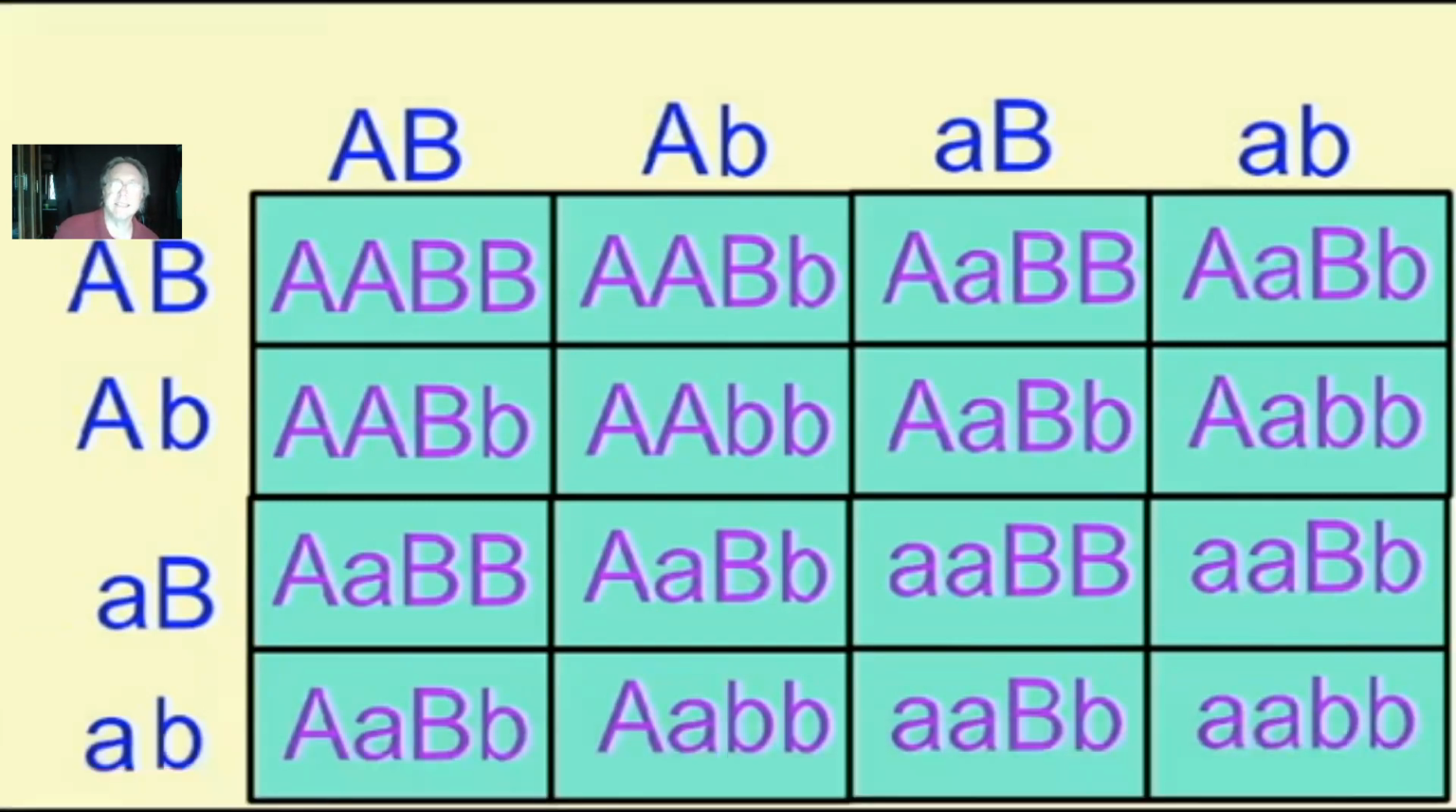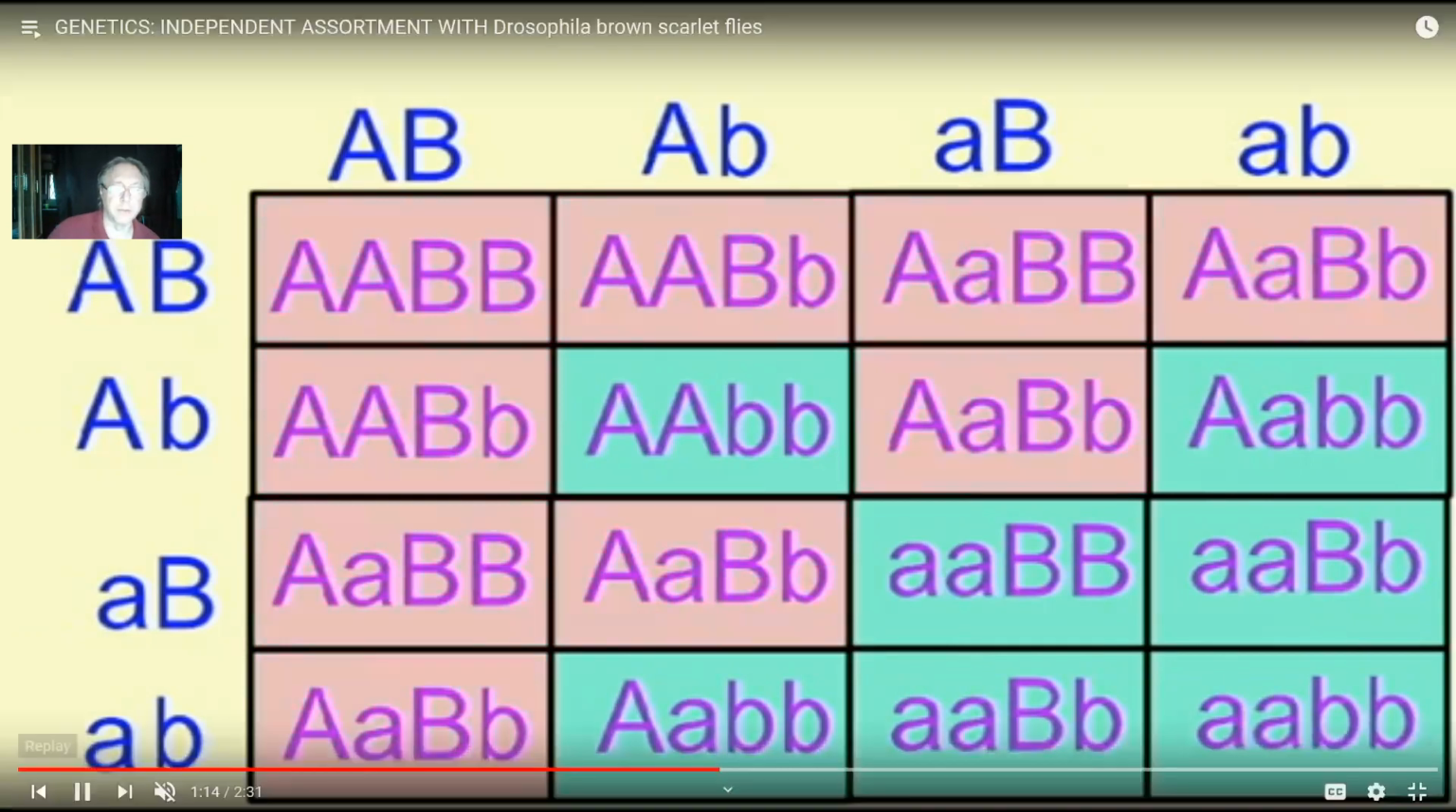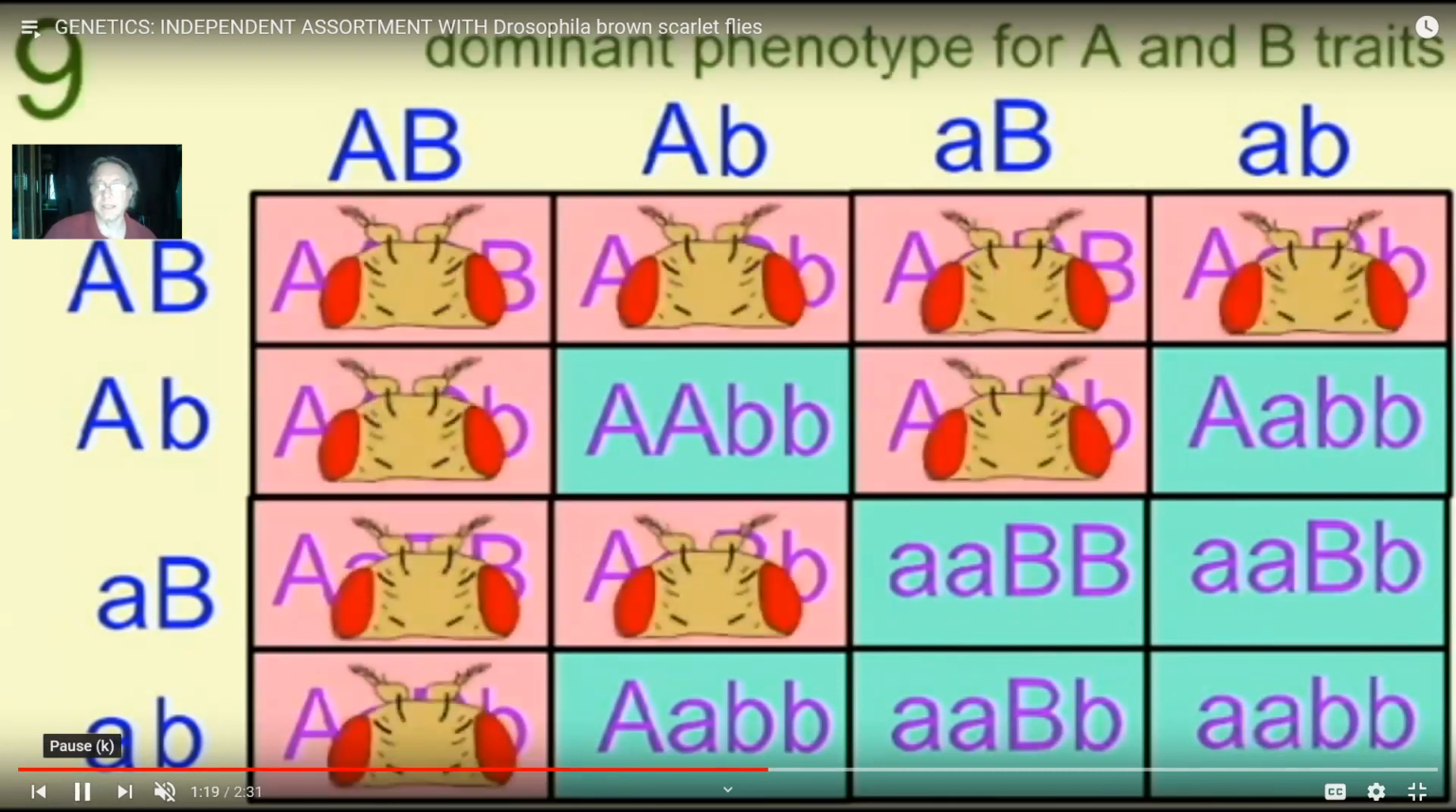with 16 possible outcomes. Now, we could go through the genotype ratio, but I think it's preferable to focus on the phenotype ratio. 9 of the 16 combinations have at least one dominant allele for the A gene and at least one dominant allele for the B gene. So there is at least one dominant allele for each of the two genes, so that 9 of the 16 combinations would then have red eyes, being doubly heterozygous.